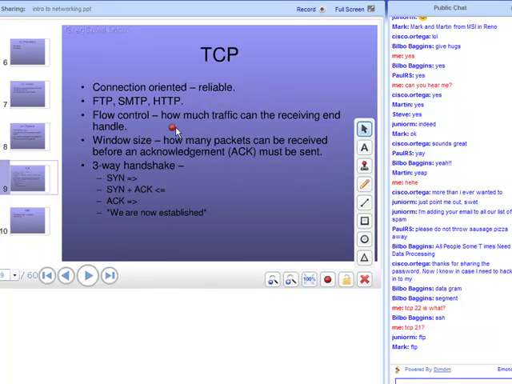Flow control: how much traffic can the receiving end handle? And window size is how much information you can actually pack in before you get an acknowledgement. Now, the three-way handshake. If I'm the web server and you guys are going to try and connect to me, first you're going to send me a SYN packet. I'm going to send you a SYN ACK. You're going to ACK, and then we're established. That's the three-way handshake. 1, 2, 3.